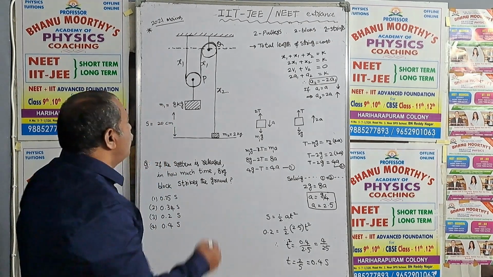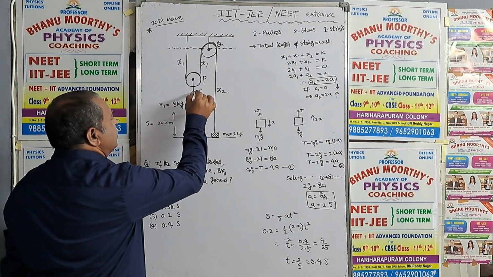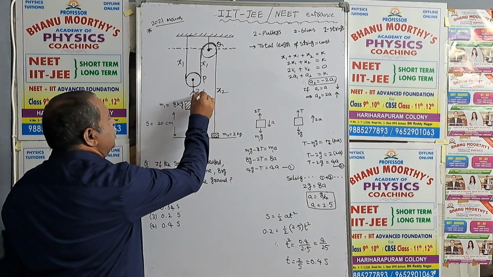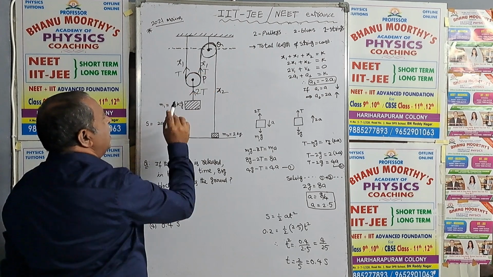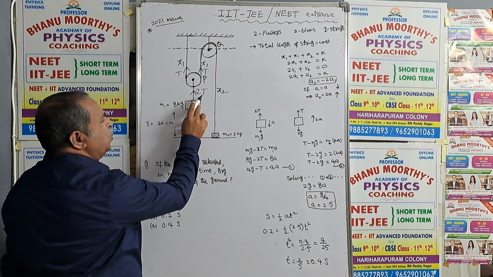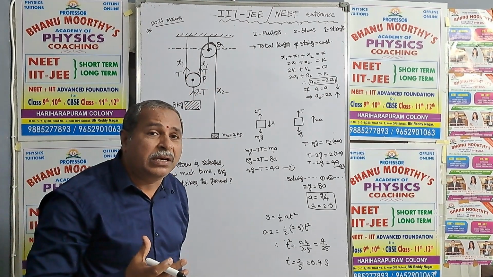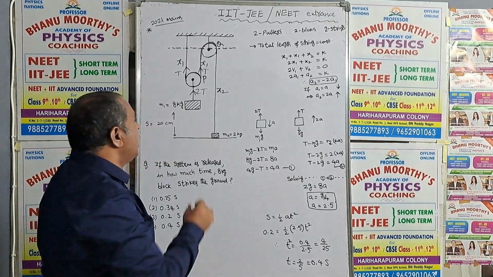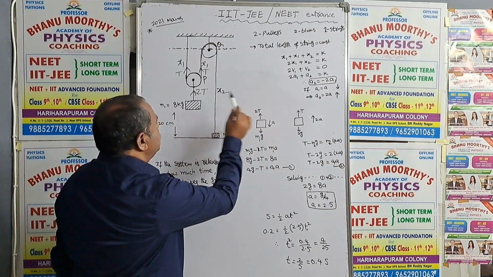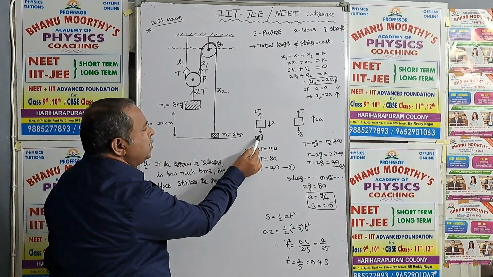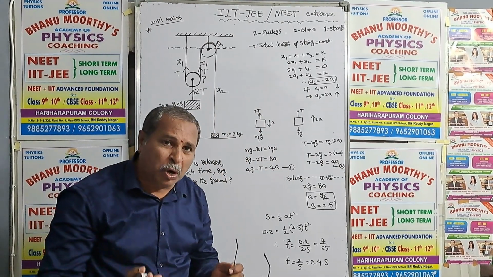Two forces. One is 2T here, tension, 2T because this is T and this is T. The sum of these two tensions equals 2T. In the second string, tension is 2T. And the weight becomes M1G. So upward force 2T, downward force M1G for the first block.